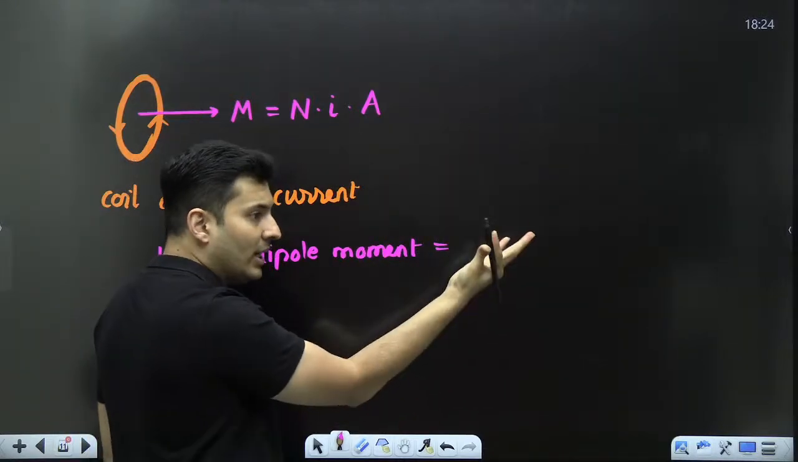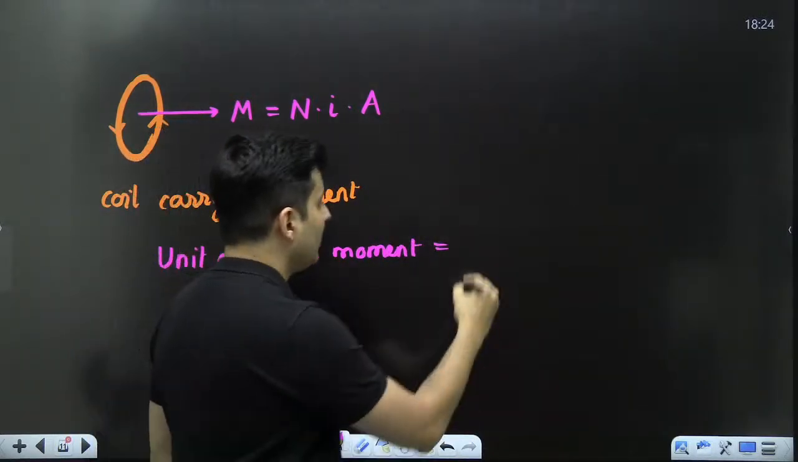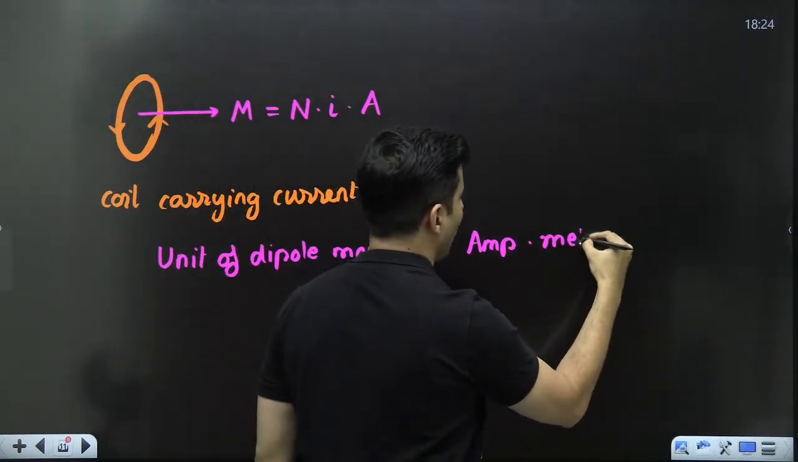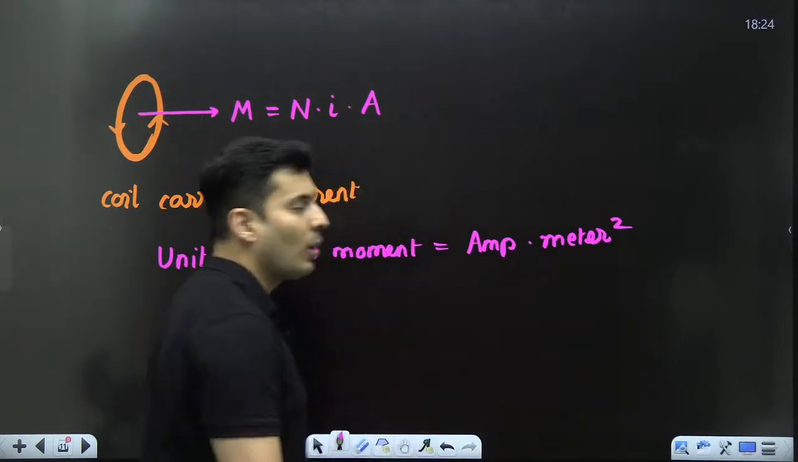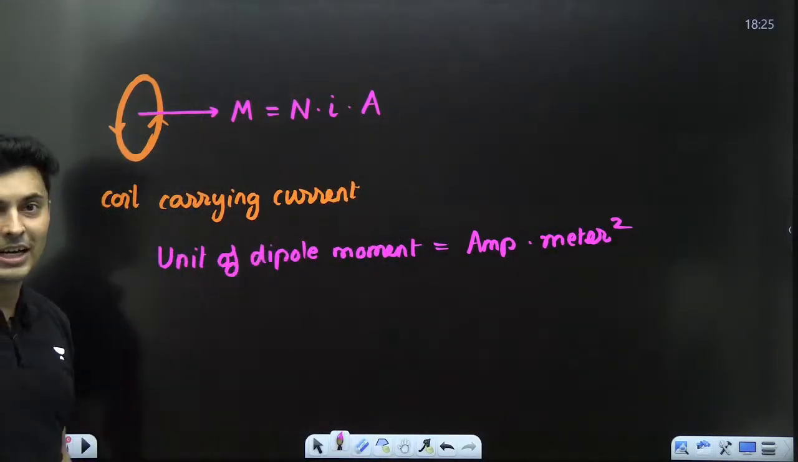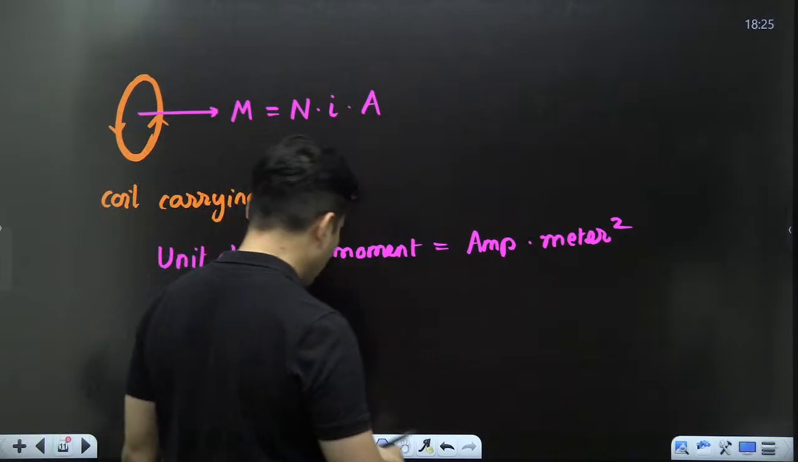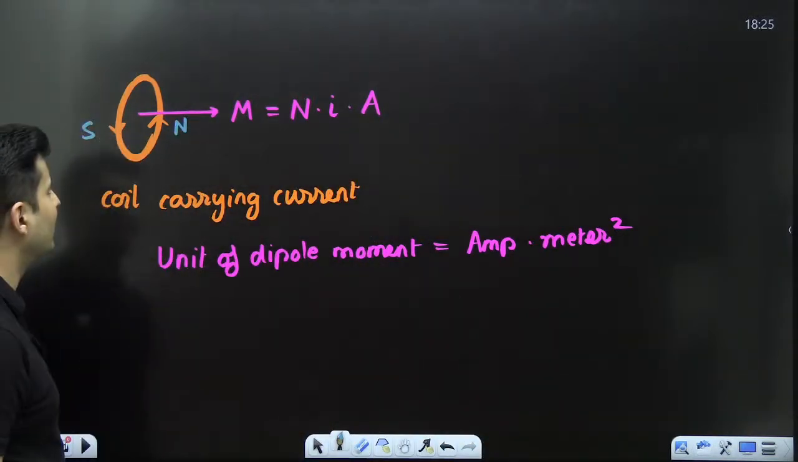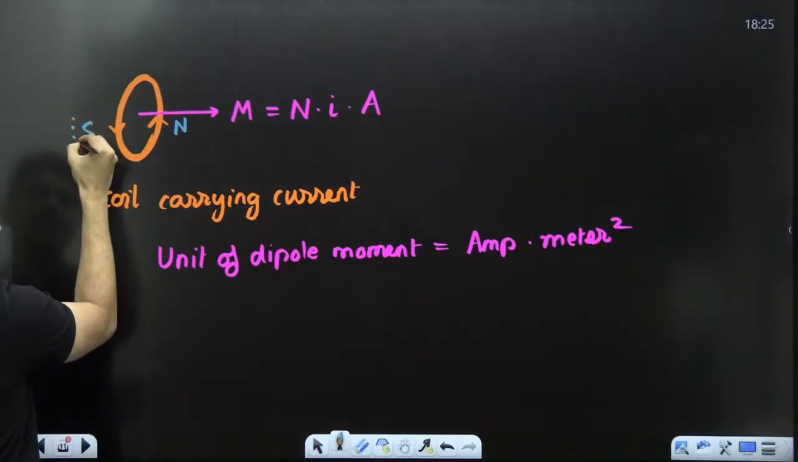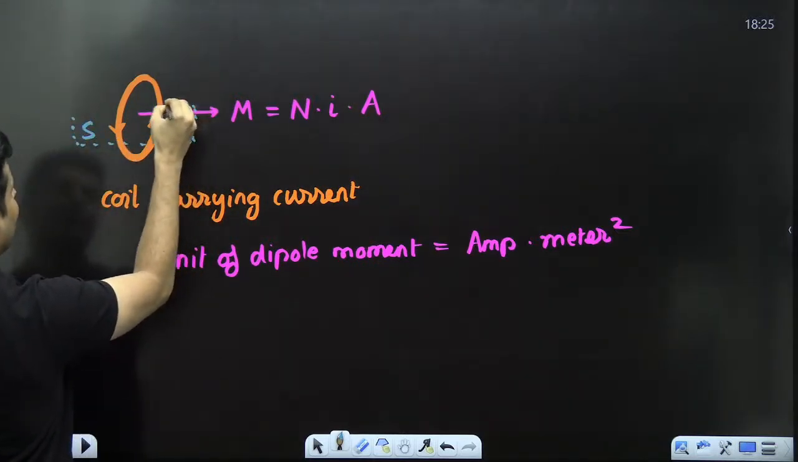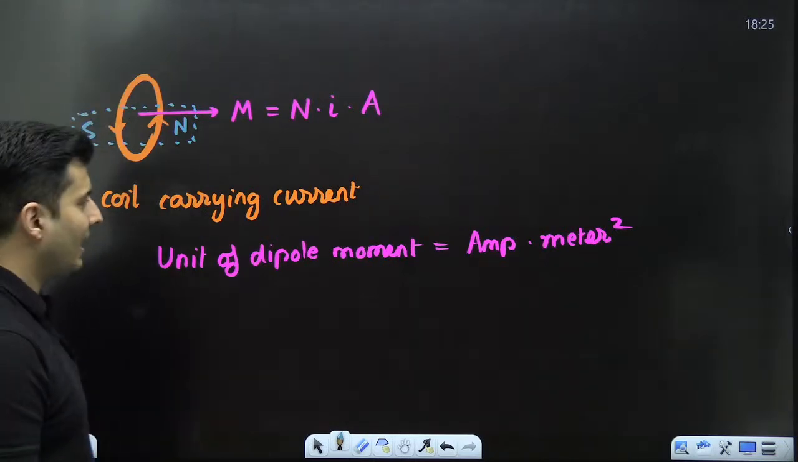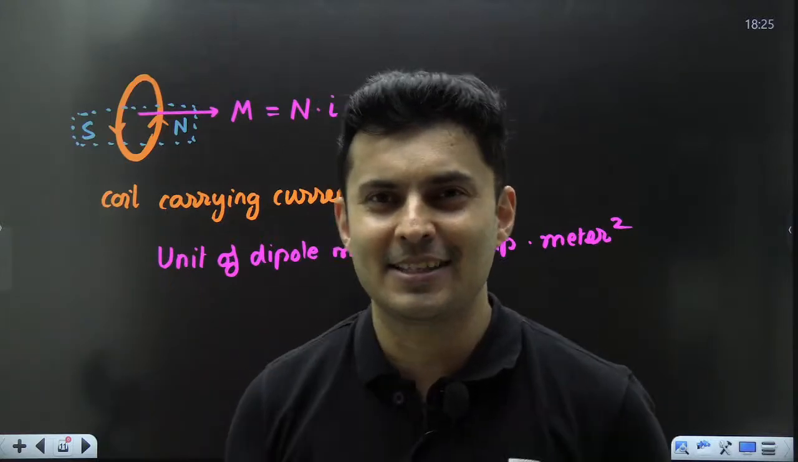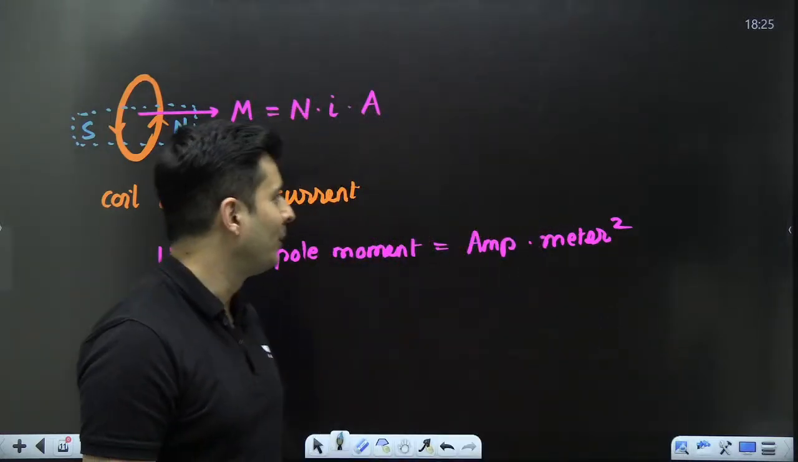N is unitless. It's the number of turns. Current is nothing but amperes. Area is nothing but meter square. So ampere meter square is the unit of magnetic dipole moment. That means you can think as if there is a north polarity here and a south polarity here, and you can visualize as if a bar magnet can replace that current carrying coil. So instead of that electromagnet, you can put a bar magnet, which behaves exactly the same way, having the same magnetic moment.